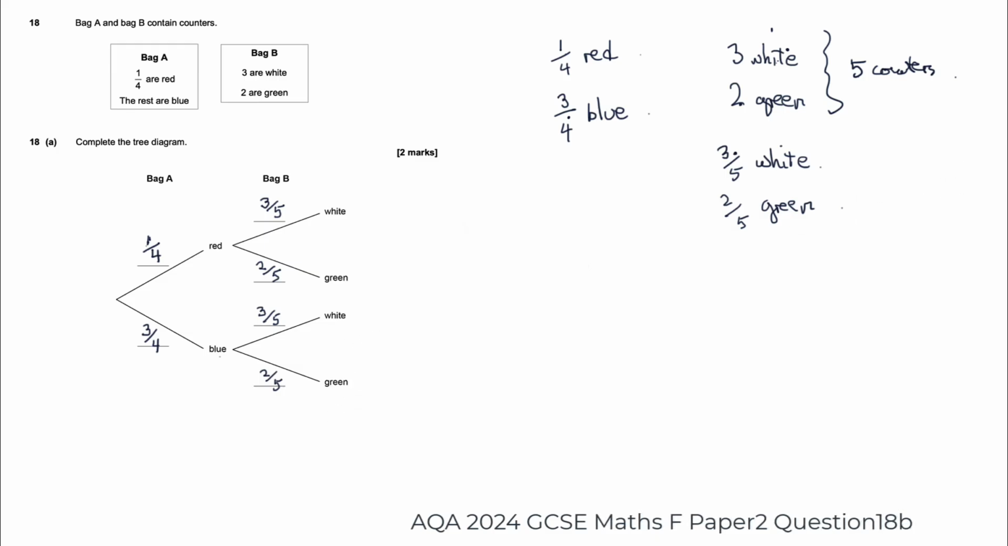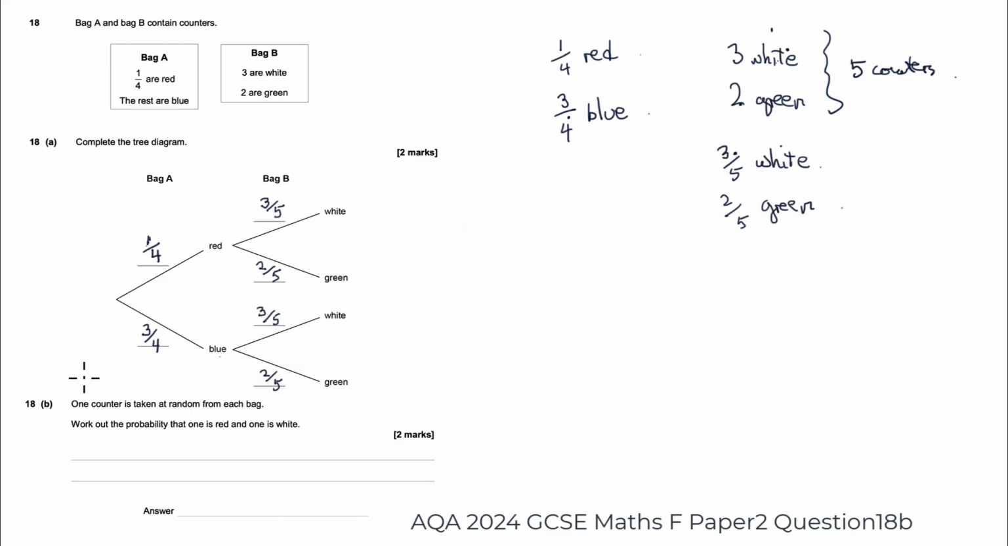Let's move on now to part B. And we're told in part B that one counter is taken at random from each bag. Work out the probability that one is red and one is white. Now, one being red, and one being white, that's the path that we've travelled.